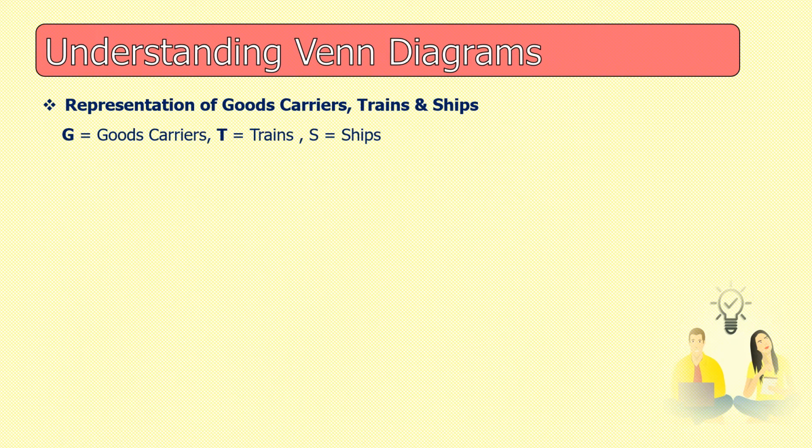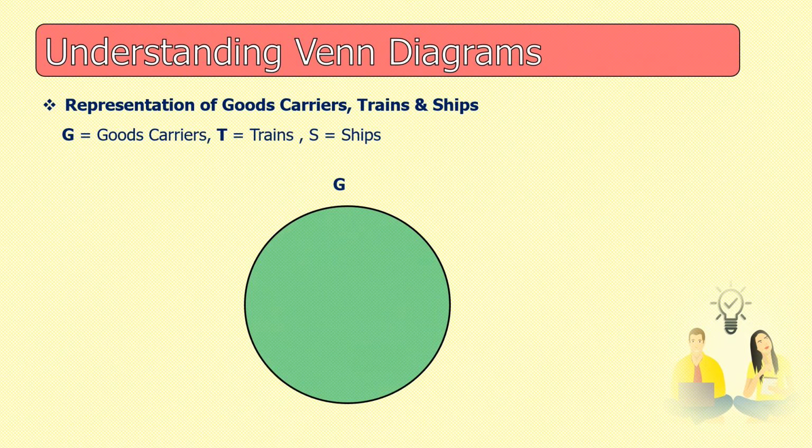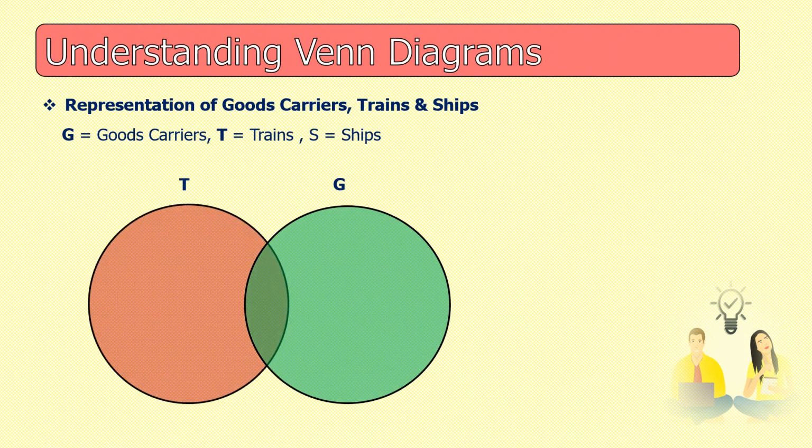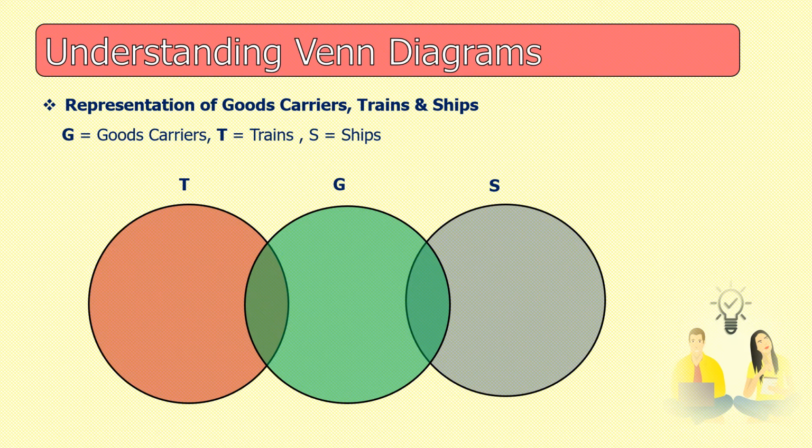Representation of goods carriers, trains, and ships. Goods carriers. Some of the trains can be goods carriers. Others are passenger trains. Some of the ships can be goods carriers. Others will be passenger ships or cruise.